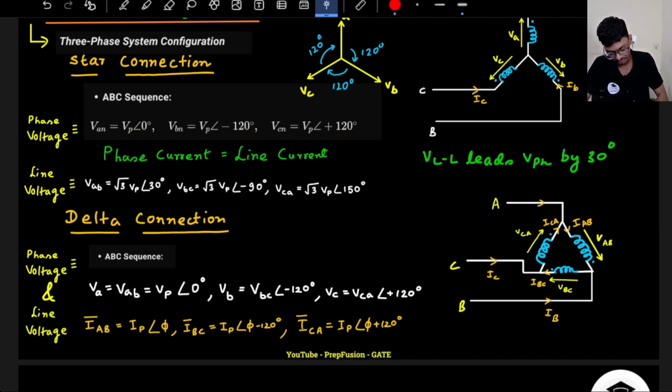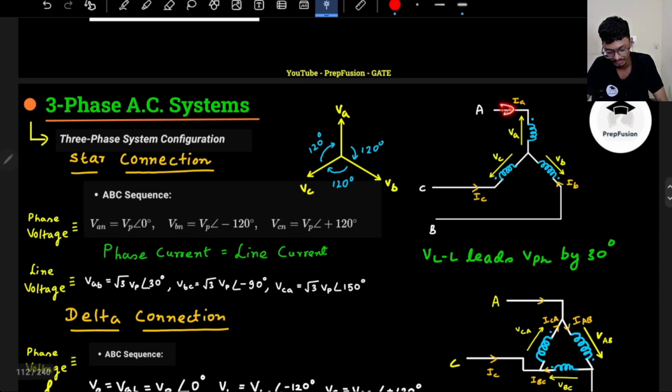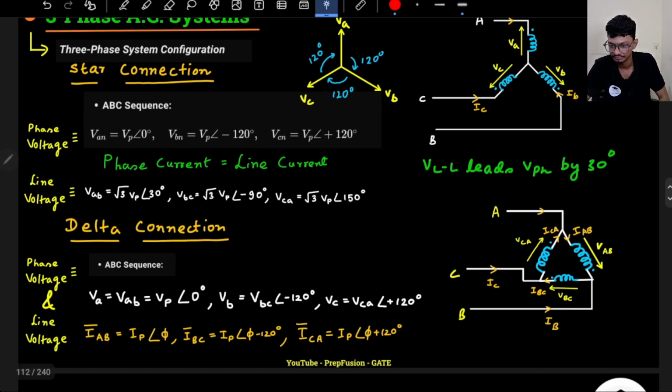Same for delta. Like, what is the phase current in case of star? The phase current and the line current are both the same, because whatever current is coming here, this is known as the line current, and the same is going through the phase. So in case of star connection, the phase current and line current will be the same. But in delta, it is just the opposite. In case of delta, the phase voltage and line voltage will be the same.